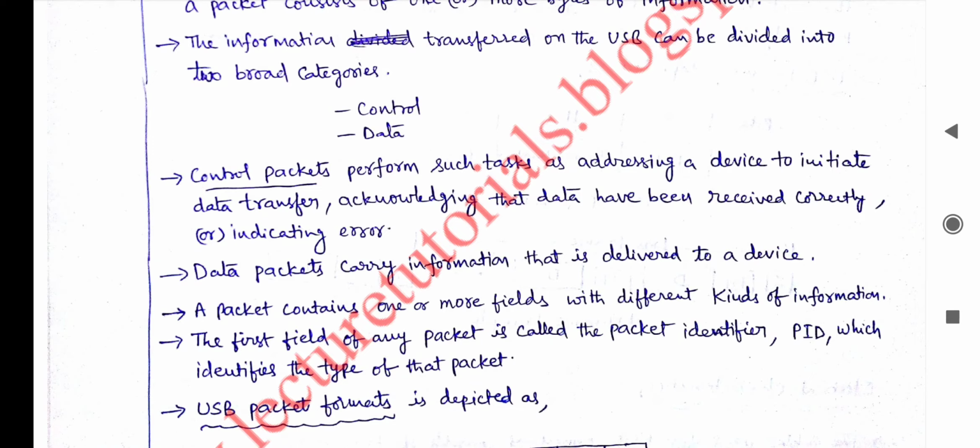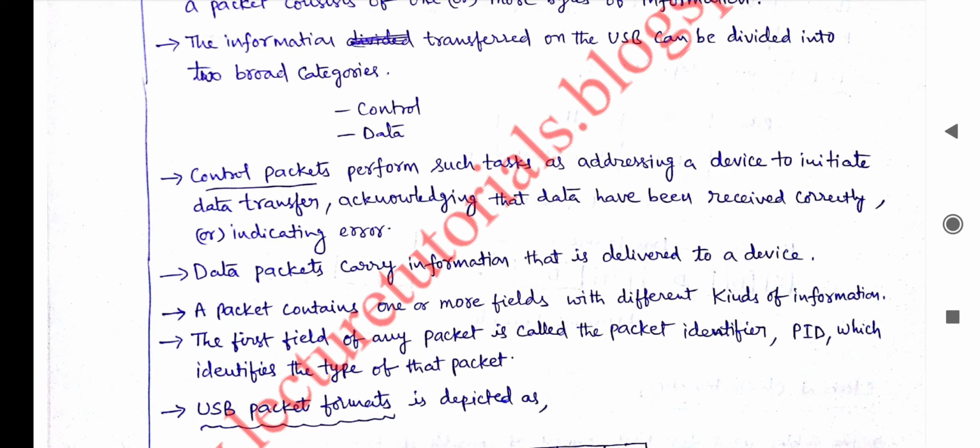See, the name itself says controlling. Controlling means while transmitting the data, they are responsible to control the data, whether it reaches the destination in a proper way or not. See here, they perform such tasks as addressing a device to initiate data transfer, meaning to which device you have to send the data, and acknowledging the data. Acknowledgement means whether the data has reached the destination or not.